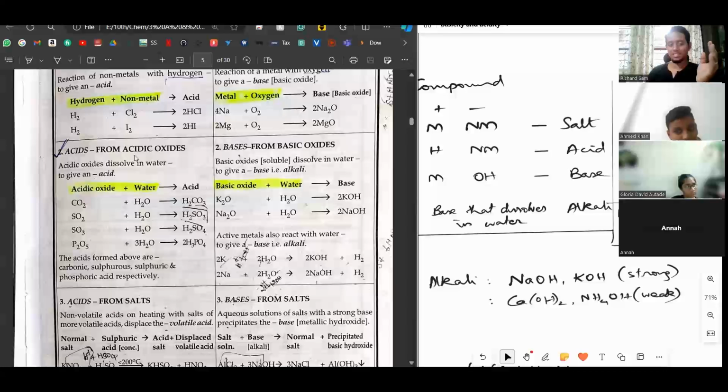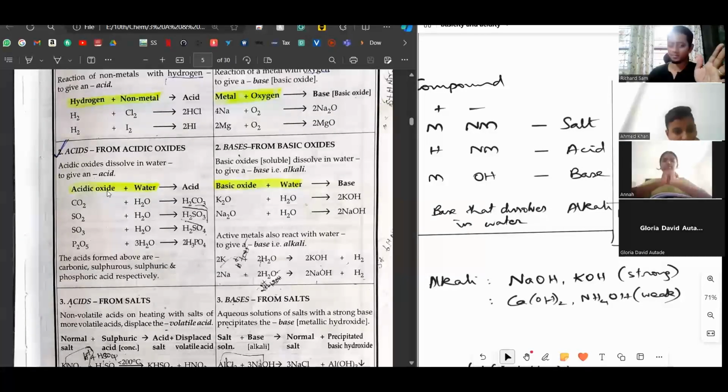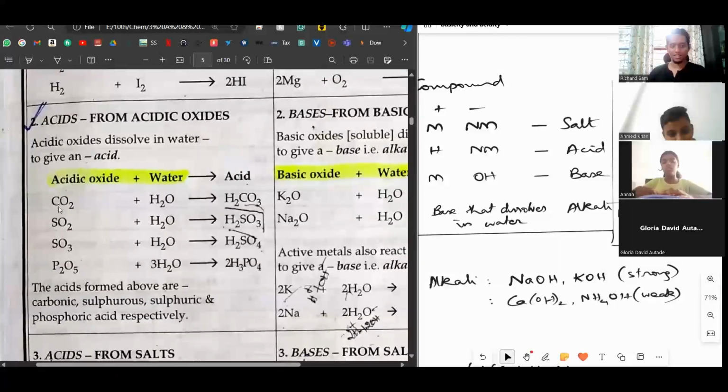Okay, the second one is from acidic oxides. So acidic oxide plus water gives you an acid. First of all, what is the meaning of an oxide? Anything that has oxygen joined with it, like carbon dioxide, sulfur dioxide, sulfur trioxide, phosphorus pentoxide. These are all oxides. What are these names? Tell me. Carbon dioxide, sulfur dioxide, sulfur trioxide, phosphorus pentoxide. Okay. So we agree that they're all oxides because there is oxygen.